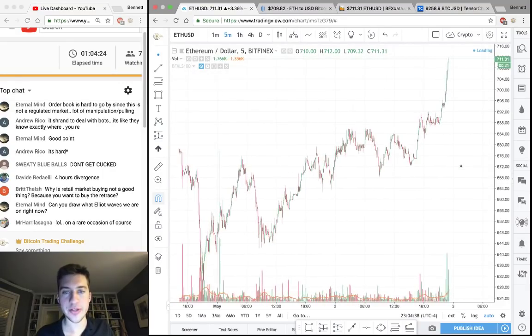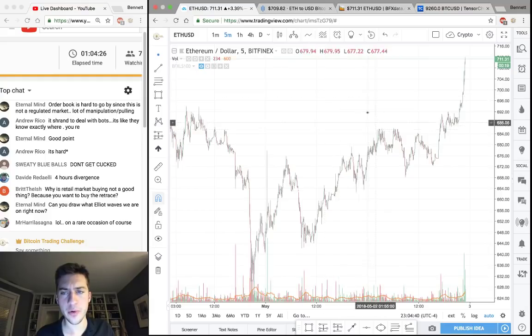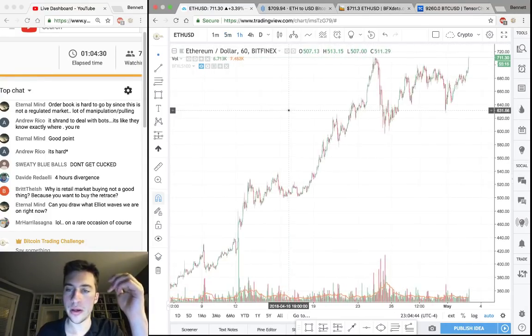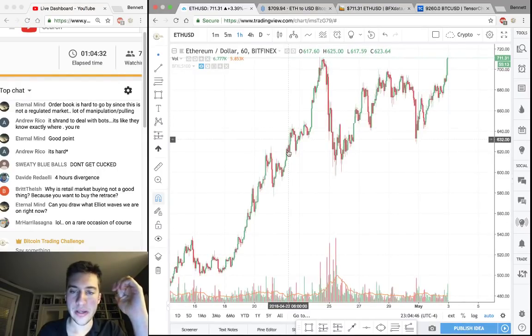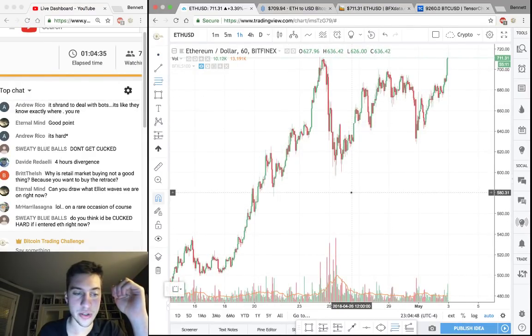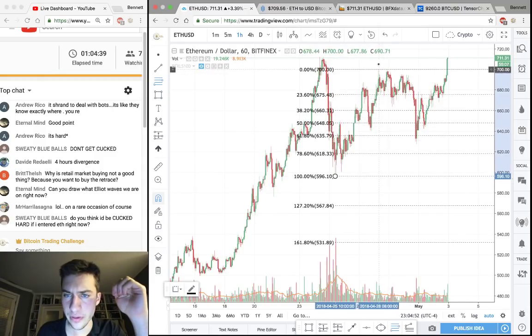Okay, so we had a request for Elliott waves. Are we talking Ethereum or Bitcoin? Let me try to see if there's any Elliott wave theory on Ethereum right now. Yeah, so it does look like there's potential Ethereum Elliott wave theory. Let me actually just draw that here.